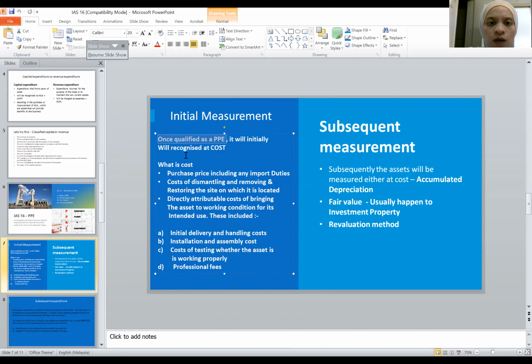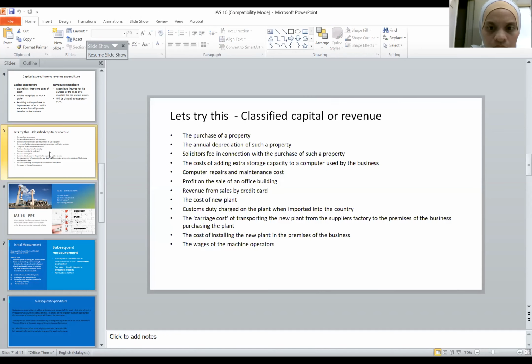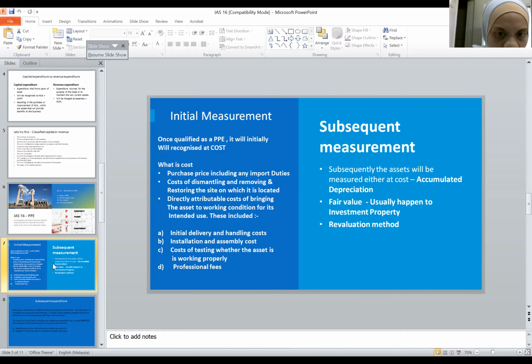So, what is cost? Bila kita tanya what is cost, dia ada related pula dengan capital expenditure tadi. Purchase price including any import duties, cost of dismantling and removing and restoring the site on which it is located. So, remember this one. Tadi, the cost of installing the new plant in the premises of the business, this one referring to the cost of dismantling and removing and restoring the site.